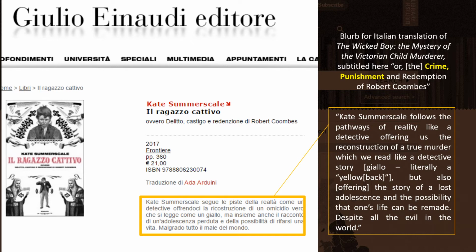I love the hopeful ending of the blurb, though, how the text offers us the story of how one's life can be remade, malgrado tutto il male del mondo, despite all the evil in the world. Isn't that wonderful? There is hope. Now, we don't need to read The Wicked Boy through Christian discourses, but we can, I think, appreciate the importance of this offer of hope to us, especially in these very dark times.